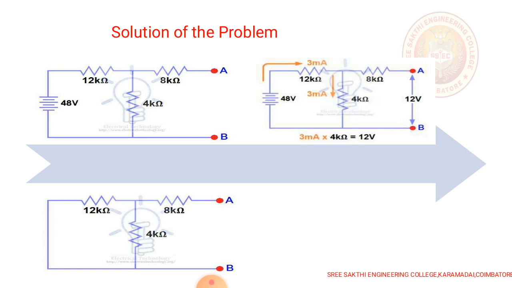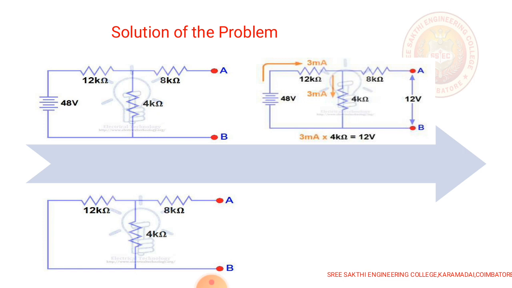So in that there is only one loop. Across this loop apply KVL, 48 volts. After applying KVL we can obtain the current through the loop. That value is 3 milliamps, and we have to find VTH here. So VTH value is current into resistance. We know that voltage is equal to I into R. So I is 3 milliamps into resistance 4 kilo ohms. Multiply those values, we get VTH, that is Thevenin's voltage, which is 12 volts.